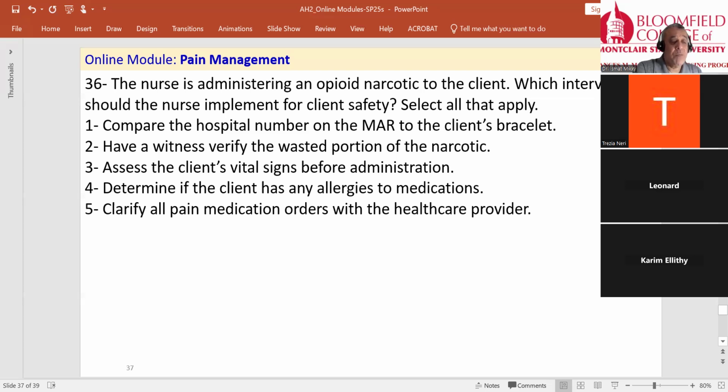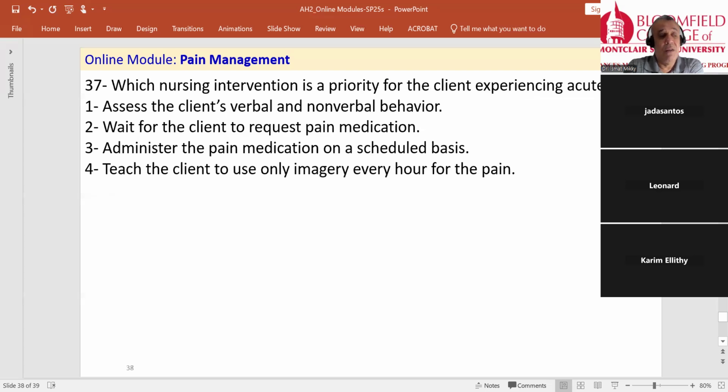Number 5, clarify all pain medication orders with the healthcare provider. Is that realistic? We don't do that all the time. No, it should not be realistic to recheck all orders. So, Professor, number 2 is correct, but in this case it's not an answer, because it's absolutely correct, but it's a legal implication, nothing to do with patient safety. Right, okay.